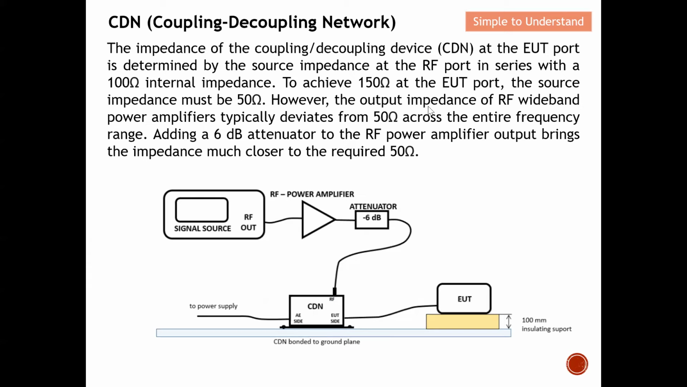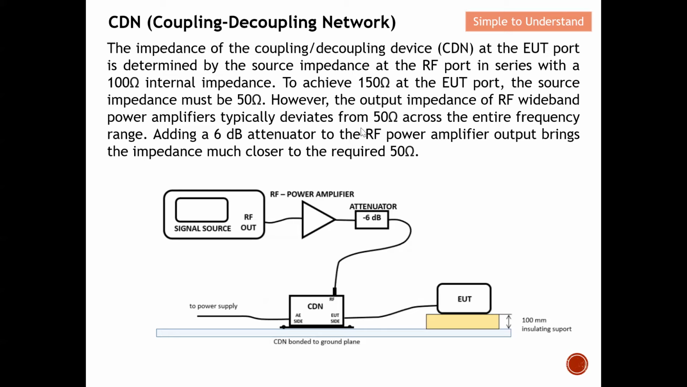However, the output impedance of an RF wideband power amplifier typically deviates from 50 ohm, which means that the power amplifier can't always be at 50 ohm. In fact, it will deviate according to the frequency. However, when we add a 6 dB attenuator, these two things added up will ensure that we have 50 ohm. It may seem to make no sense to have a power amplifier and then an attenuator to remove some of the power. So we want to put this attenuator over here.